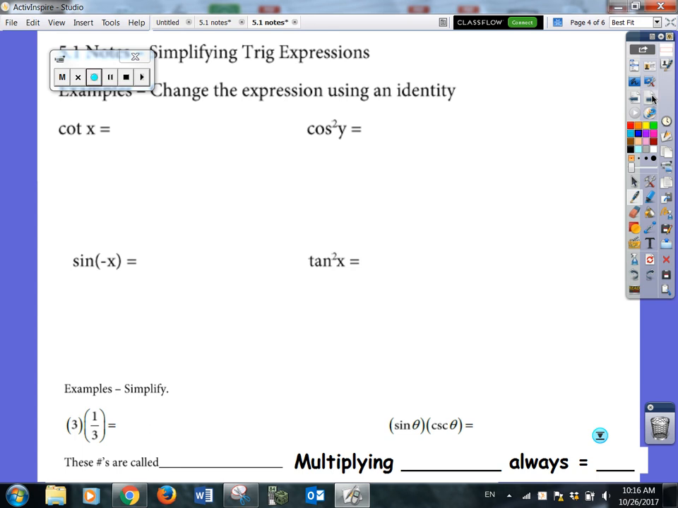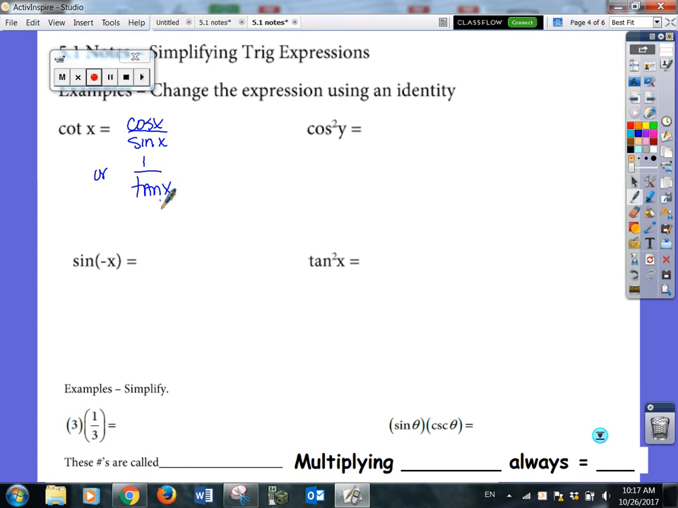So if we're looking at cotangent x, there's a couple different ways we could write that. We could look at our identities and we could rewrite cotangent x as cosine x over sine x. That might be something we need to do. Or we could also write that as 1 over tangent x. That might be something we need to do. We won't know until we get to the problem that is either a simplify or a proof. But that's two different ways that we can change cotangent x.